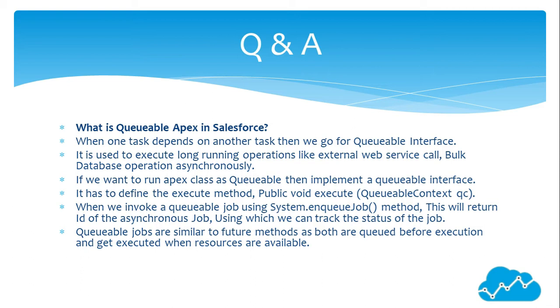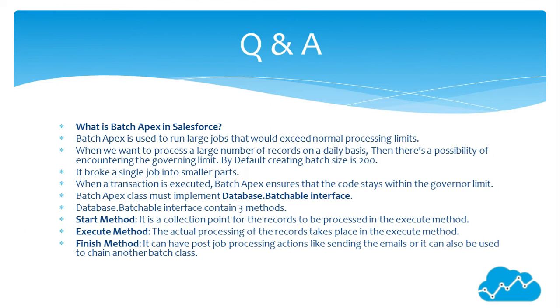When we invoke a queueable job using System.enqueueJob method, this will return ID of the asynchronous job using which we can track the status of the job. Queueable jobs are similar to future methods as both are queued before execution and get executed when resources are available. What is batch apex in Salesforce?